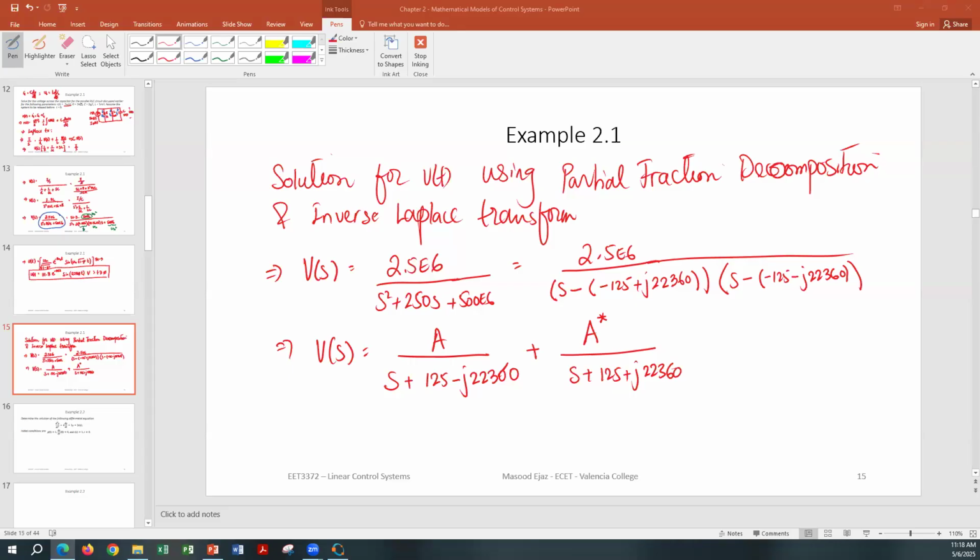If you want to know A, we multiply both sides, that and this, by the denominator. But once we do that, so let's do that first. Multiply both sides by the denominator of A in order to find A.